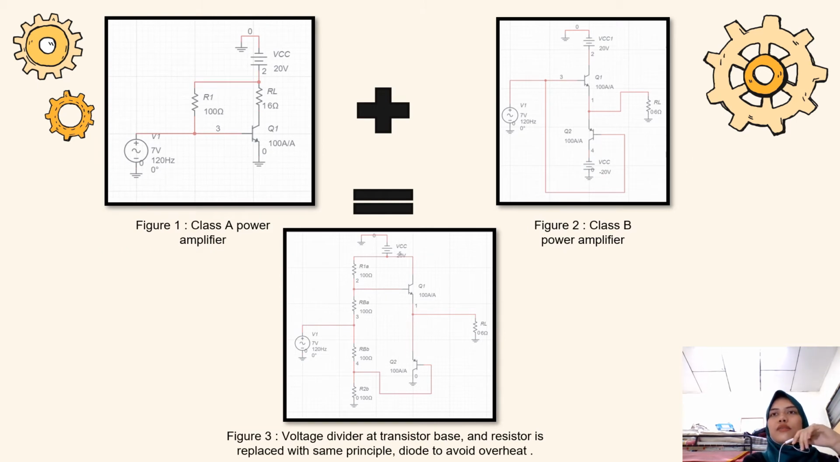So here is a figure for the circuit before we got the Class AB power amplifier circuit. After this, my friend will continue. So this is a Class A power amplifier being added to the Class B power amplifier. Then it will come out like figure 3, but the voltage divider at the transistor base will be replaced with diodes D1 and D2, which have the same principles as VBE, to avoid overheating. That's all from me. Thank you.